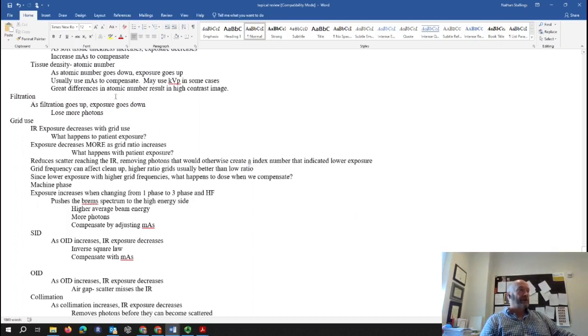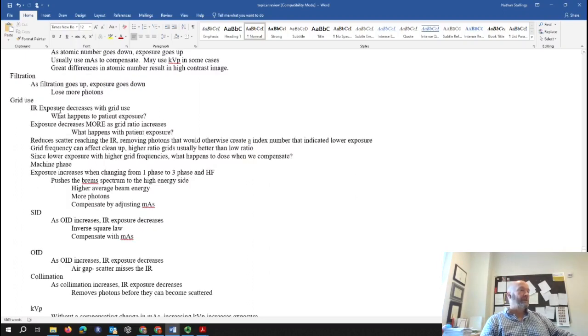So filtration, we already talked about. As filtration goes up, exposure goes down, image receptor exposure goes down because you lose more photons. Patient exposure goes down, but image receptor exposure goes down. So grid use. Okay, so again, we're hitting the redundancy phase again. Our exposure is going to decrease with grid use. Patient exposure is going to increase because you have to increase your mass. Exposure decreases more as grid ratio increases.